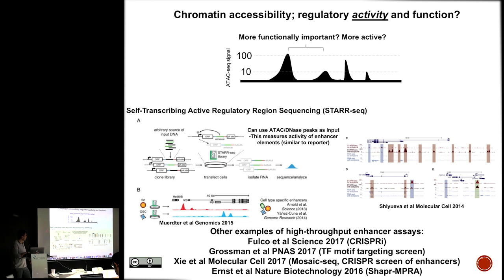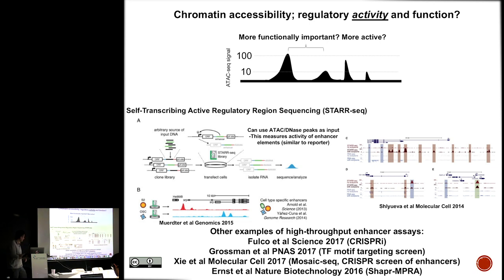One of the limits to this is that it requires many, many cells. It's something you have to transfect into cells, so you can't do this in vivo. It's mainly cell line restricted, but it starts to give you some information about regulatory element activity. Some other examples, just to illustrate. Fulco et al. did CRISPRi to measure differences in activity, and CRISPRi is CRISPR interference, where you target enhancer elements and block their activity using a modified CRISPR. Grossman et al. did a TF motif targeting screen. Zhou et al. did Mosaic-seq for 70 enhancers, perturbing them to look at how that affects gene expression.